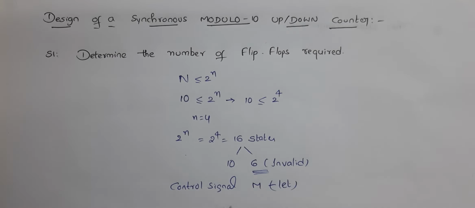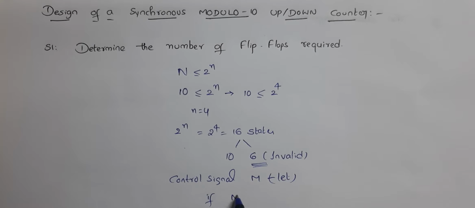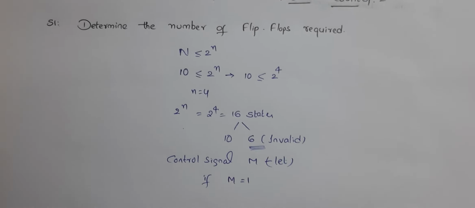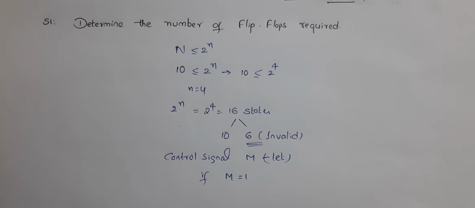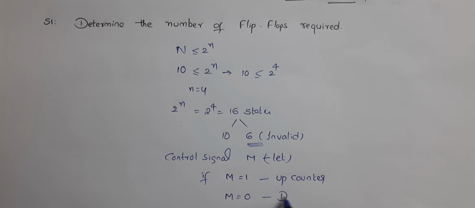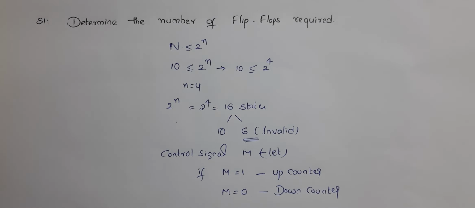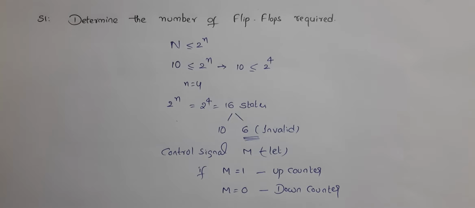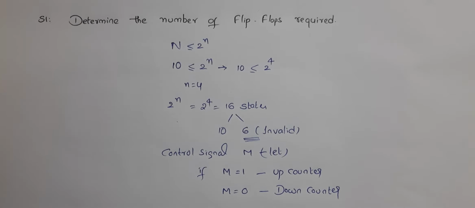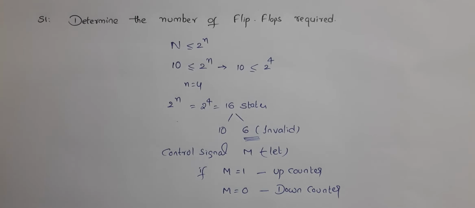If M is equal to 1, this modulo 10 up down counter will act as an up counter. That means the counting sequence is increasing, up counts. And if M is equal to 0, this up down counter will perform like a down counter. These steps are very necessary for the designing of a synchronous modulo 10 up down counter.